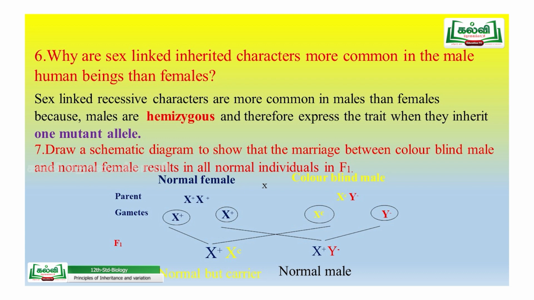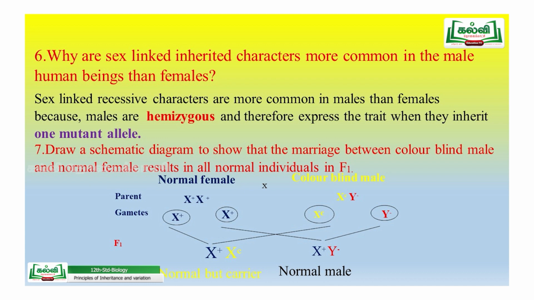The sixth one is, why are sex-linked inheritance characters more common in male human beings than females? Sex-linked recessive characters are more common in males than in females because males are hemizygous. This word you have to mention, otherwise you will not get marks. So males are hemizygous and therefore express the trait when they inherit one mutant allele. These are the highlighted important words which we expect.